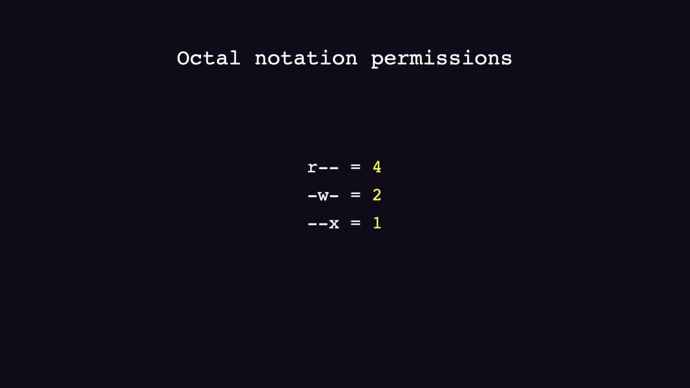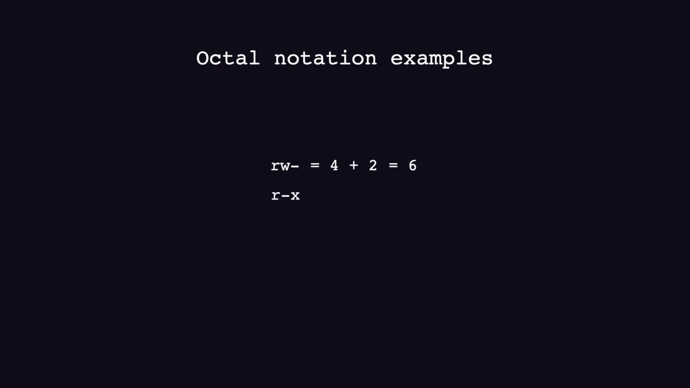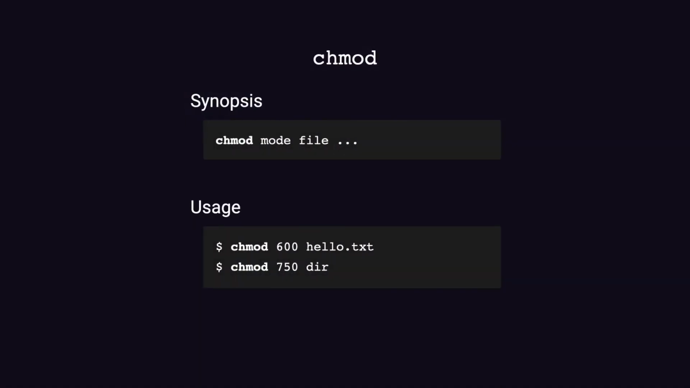Following this logic, we would then have 4 for the read permission, 2 for the write permission, and 1 for the execute permission. So by extension, read and write would be 4 plus 2, which is equal to 6. Read and execute would be 4 plus 1, which is equal to 5. And write and execute would be 2 plus 1, which is equal to 3. Now, if we represent each of the 3 as a single digit, we end up with a pretty convenient way of expressing permission settings. So let's now apply what we've just seen.